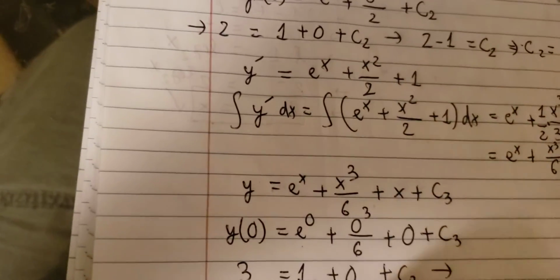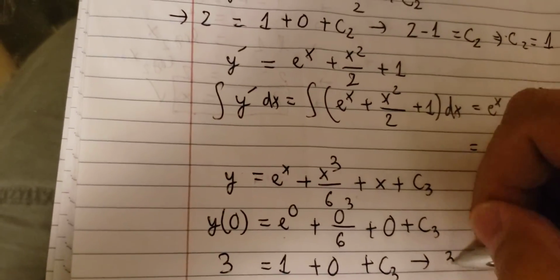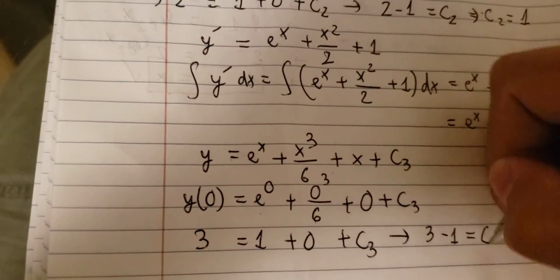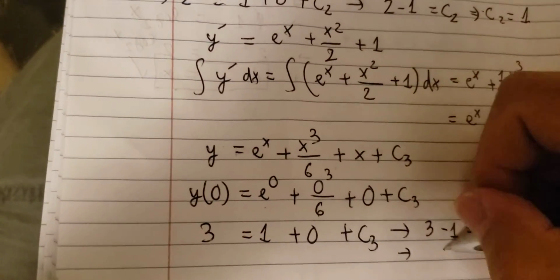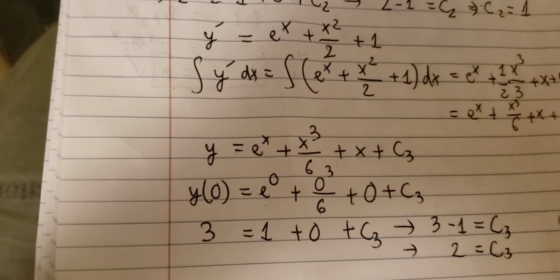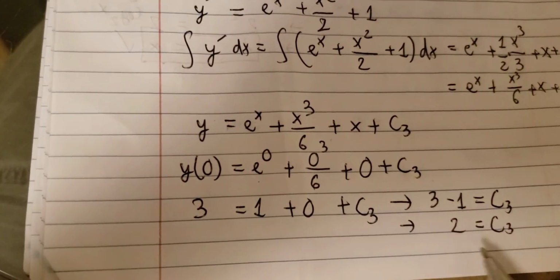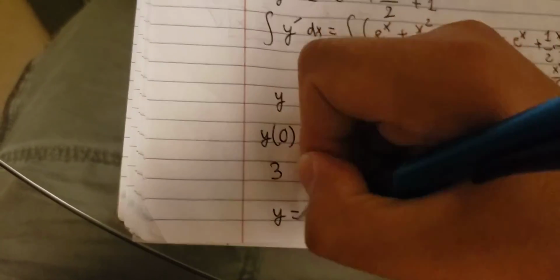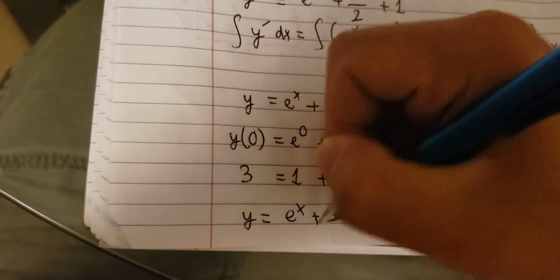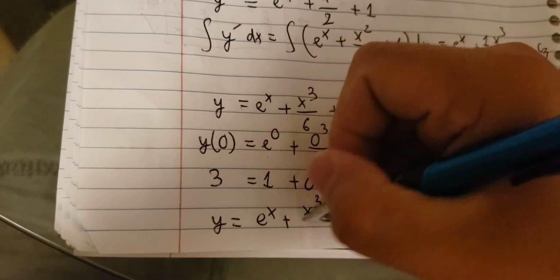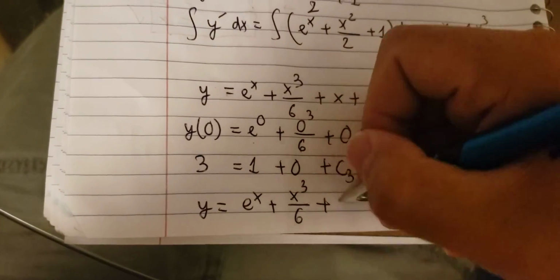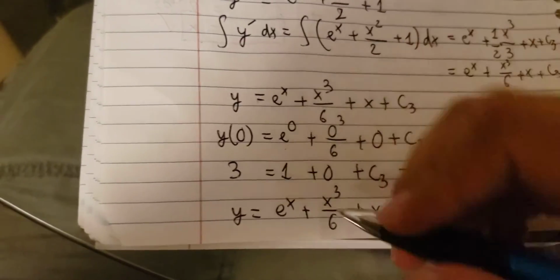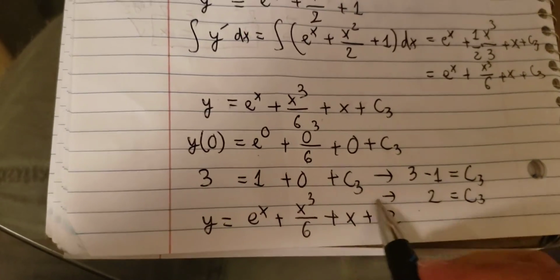So 1 goes to the left. So we get c3 equals 2. So we can get the final answer. And this is the final answer.